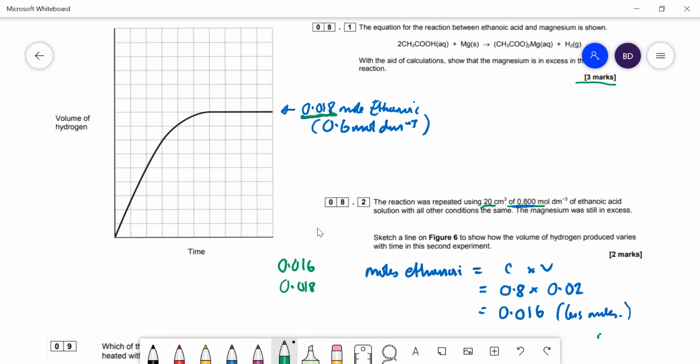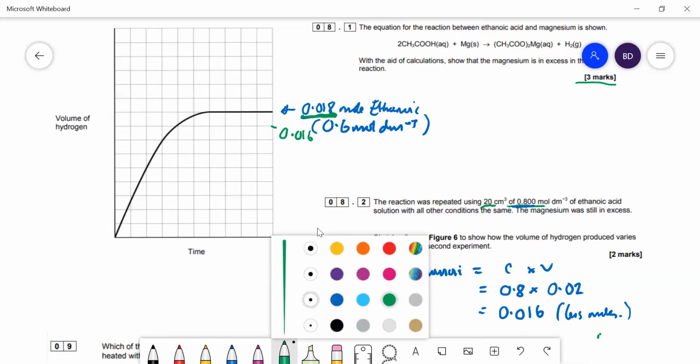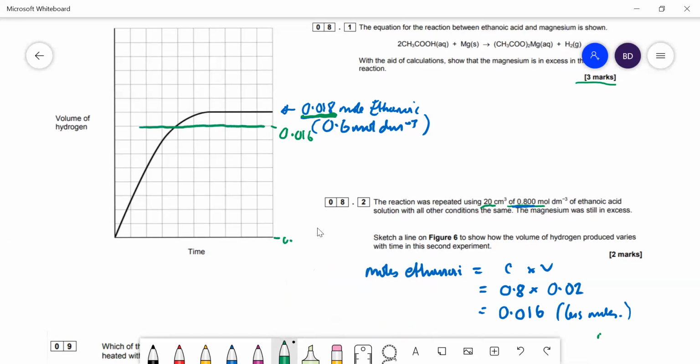Okay, now let's just see what we're going to get. Right. I'll just do it a slightly different way. So where should it stop? Right. That's with 0.018. So that would be with 0.016, 0.014, and so on all the way down to 0 there. So our line needs to level out here. Okay. But the rate of reaction is faster, so it's going to level out faster. So it's going to be something like that.